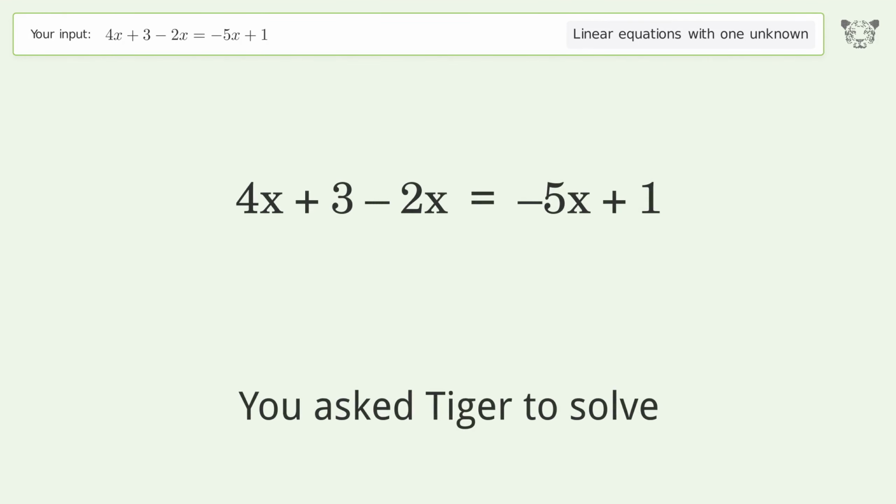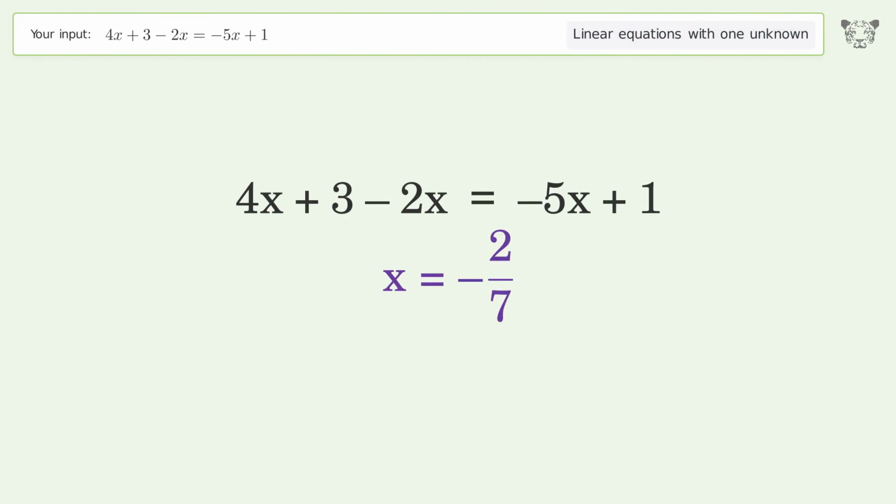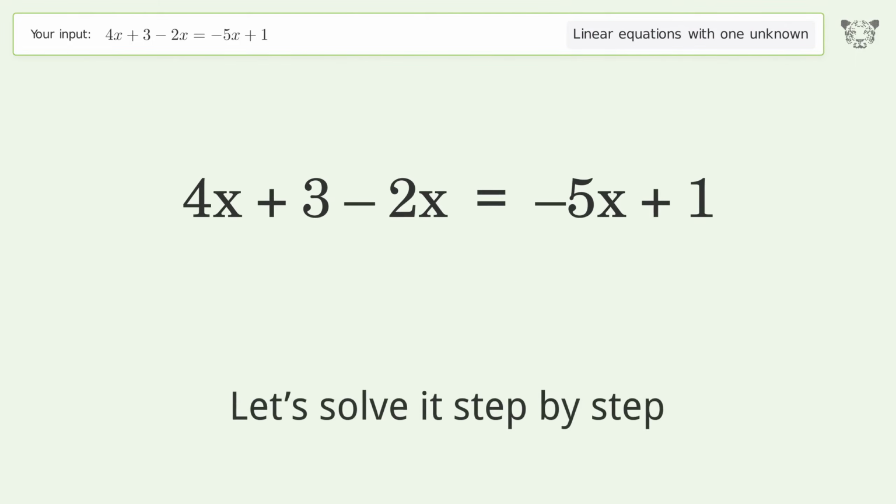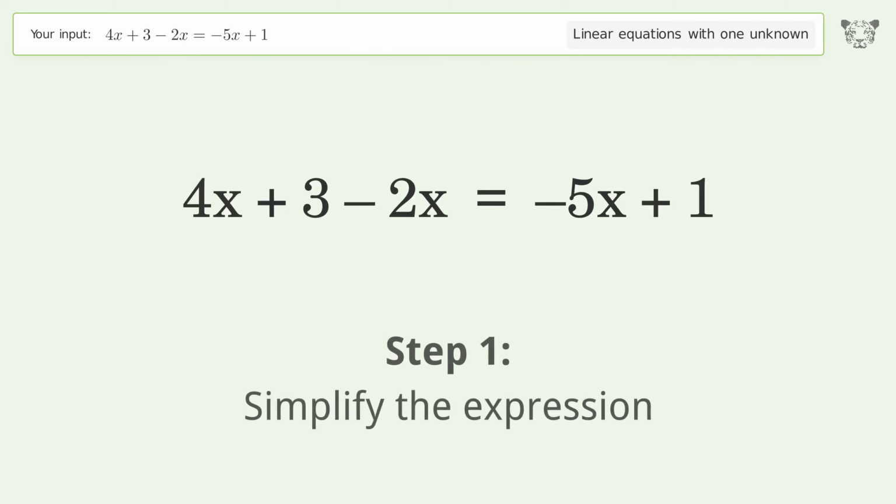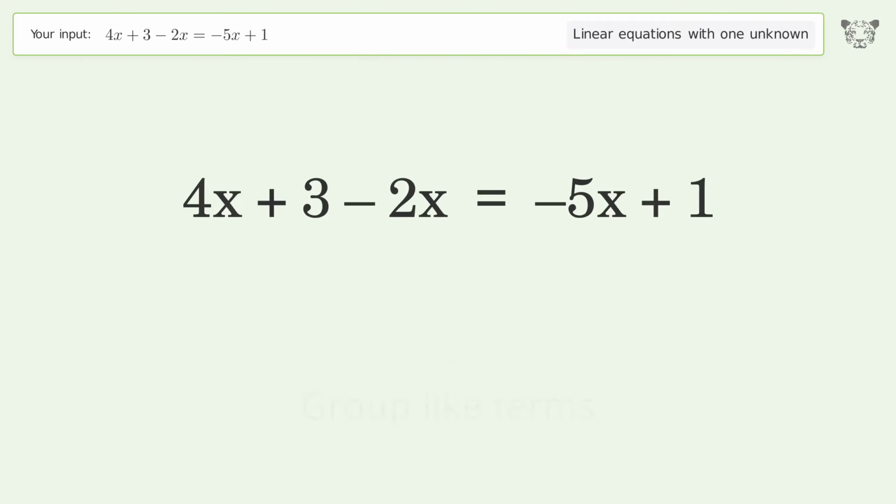You ask Tiger to solve. This deals with linear equations with one unknown. The final result is x equals -2/7. Let's solve it step by step. Simplify the expression. Group like terms.